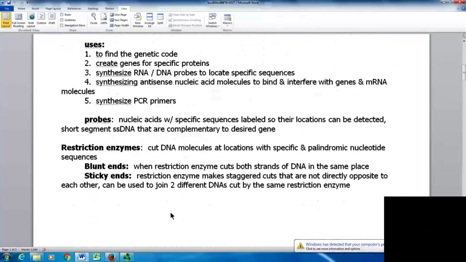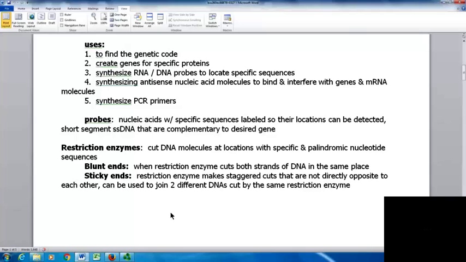Restriction enzymes, these are used to cut DNA molecules. They can be at multiple locations, and they're going to cut where there is specific and palindromic nucleotide sequences. One way of cutting is to have blunt ends. Here, the restriction enzyme is going to cut both strands of the DNA in the same place. With blunt ends, it's not going to be overly picky about what it will attach to.